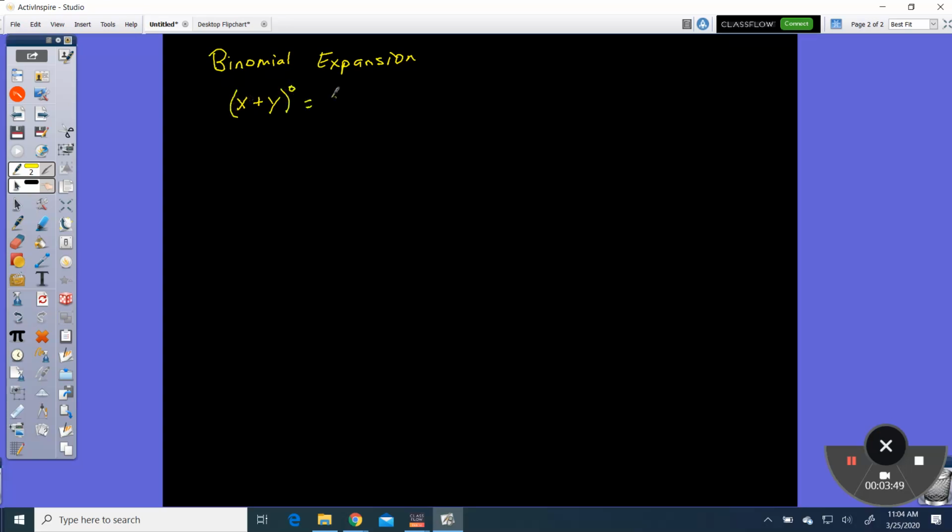Well, x plus y to the 0 power is 1, because anything to the 0 power is 1. x plus y to the 1 power, and I normally wouldn't write this, but I'm going to write it now just so you guys can maybe start to visualize it. 1x plus 1y. Okay? Now, this is going to be my work area over here.